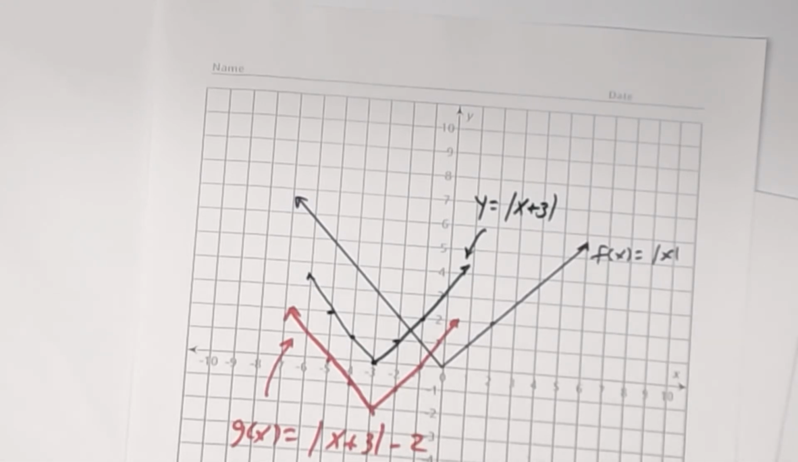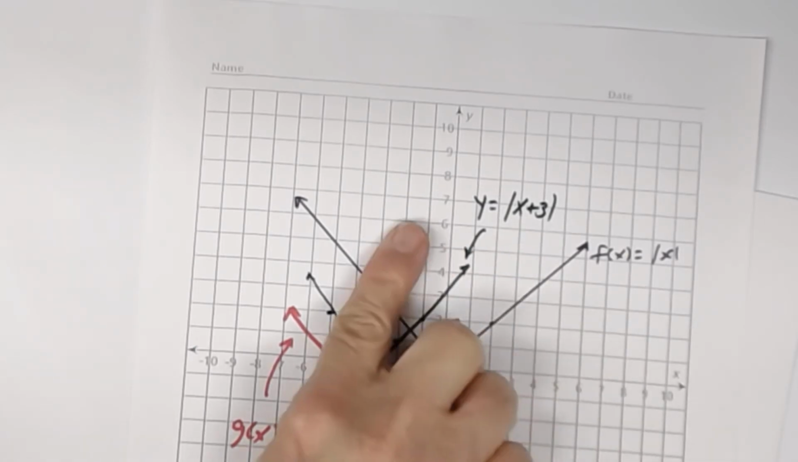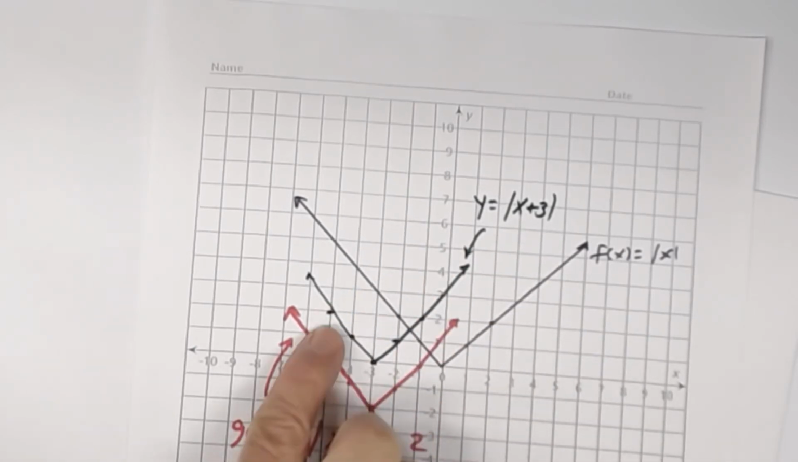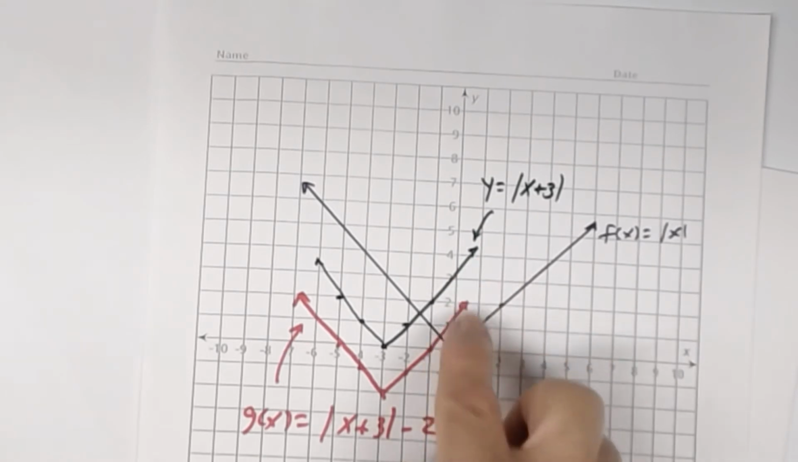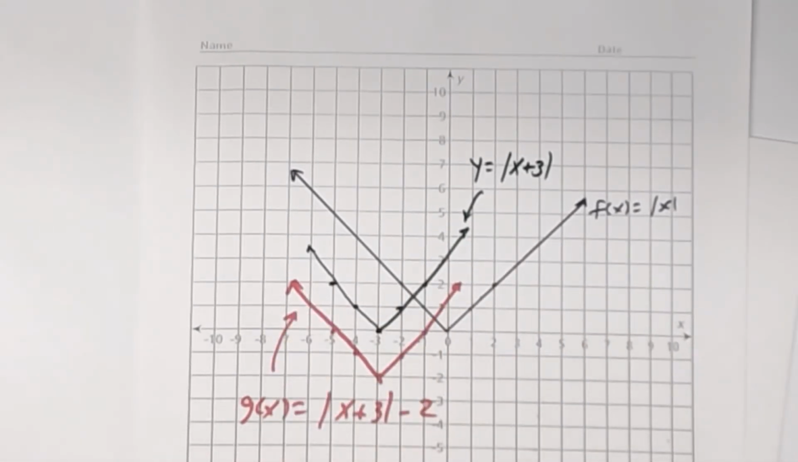Okay? But that's what you go through. So you take your parent function, you can do the horizontal first, so you go to the left 3 units, so you move every point to the left 3 units, and then once you do that, you can do the vertical transformation, and you move that down 2 units. And that red one would be your final graph.